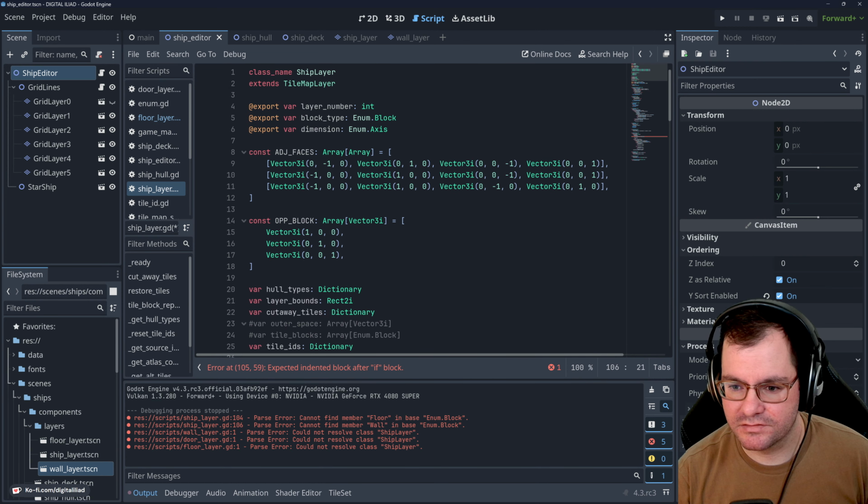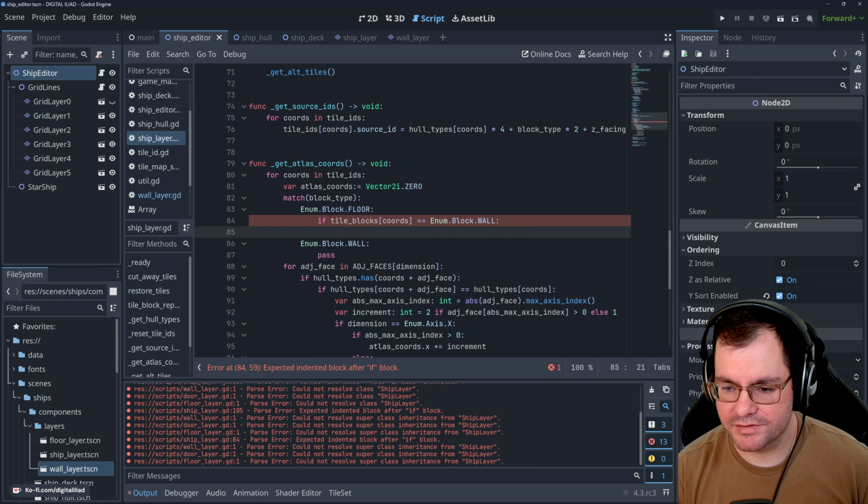All right, so for atlas coords, oh, ship layer, do you still have a copy of this function? Oh, you've got to get rid of that. Why is this? Oh. So get atlas coords. Okay, right now we're doing this with a match, which I don't love. So if we are a floor block, we want to say if tile block's coordinates is a wall block.